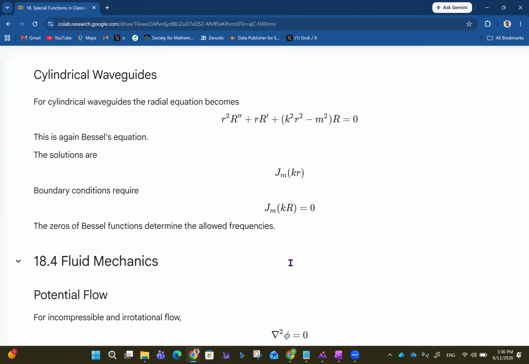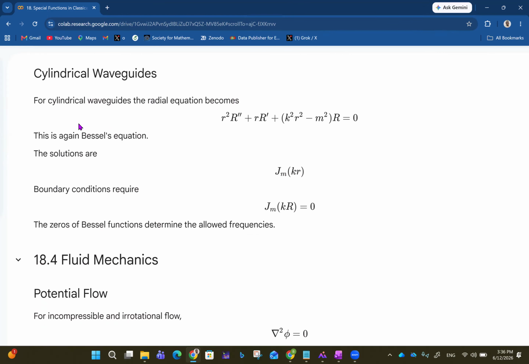And then that leads us to talk about cylindrical waveguides. For cylindrical waveguides, the radial equation becomes r²R'' + rR' + (k²r² - m²)R = 0. This is again Bessel's equation. So the solutions are J_m(kr), with kr coming from the square root of k²r² here. Then you have boundary conditions requiring J_m(kR) = 0, where R is the radius. So the zeros of Bessel functions determine the allowed frequencies.